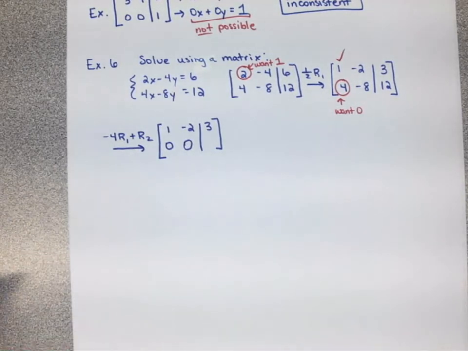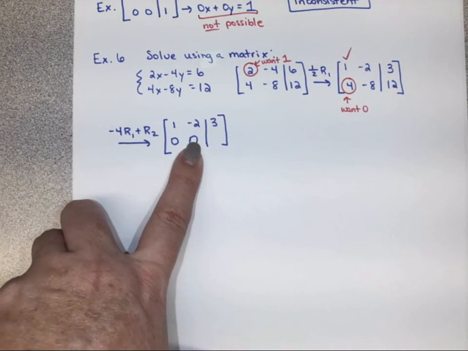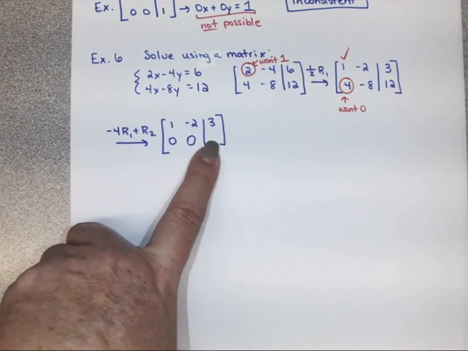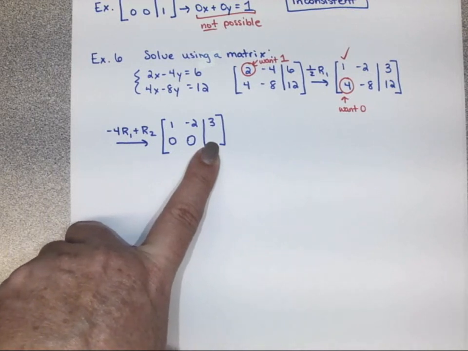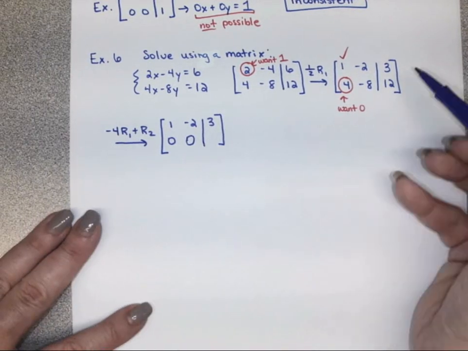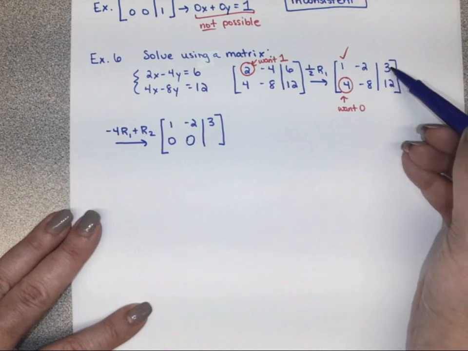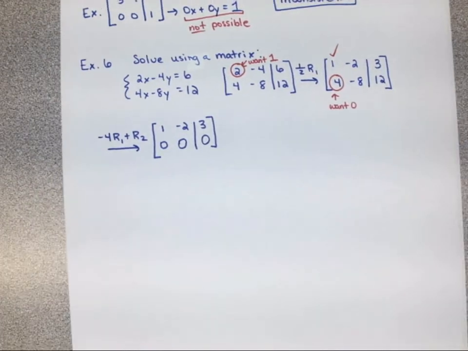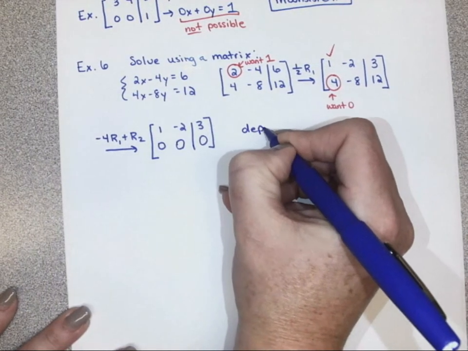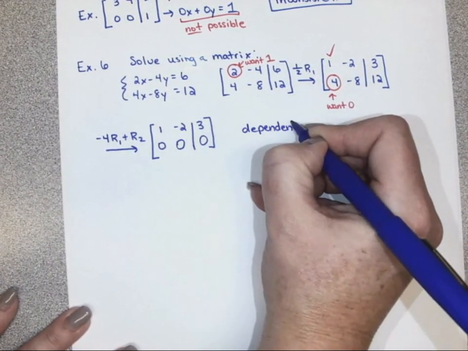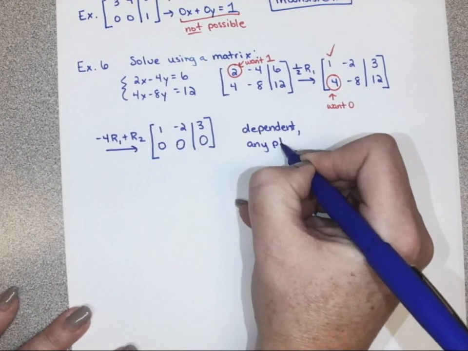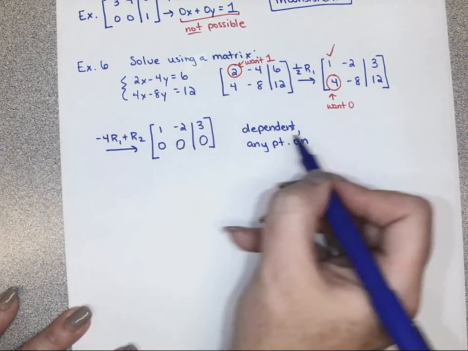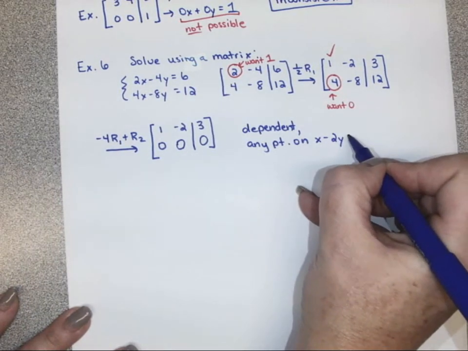So right here, you know it's either no solution or infinitely many solutions because of these zeros. What's going to make the difference as to what it is? What's right here. If it's a 0, it's infinitely many solutions. If it's anything else, it's no solution. Notice if we do negative 4 times 3 plus 12, negative 12 plus 12 is 0. So which one is it then? It's dependent. I also want you to say more specifically, it would be any point on that first row. So how do you read the first row? x minus 2y equals 3.